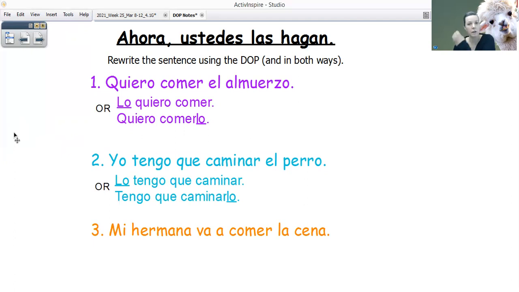You do need to know how to do both of them, because by figuring out both of them, you know how to do it if there's only one verb. Because if there is only one verb, it has to go before it. Okay, but if there are two, it can go attached.